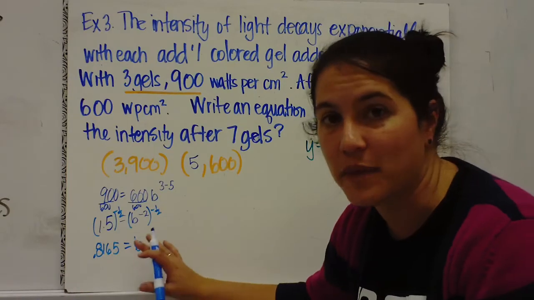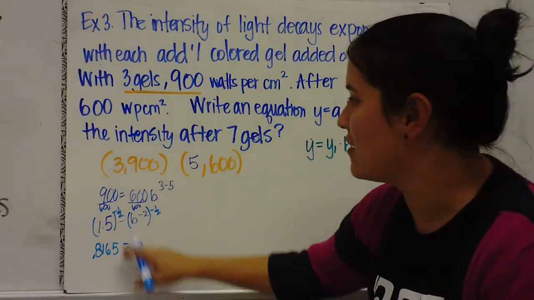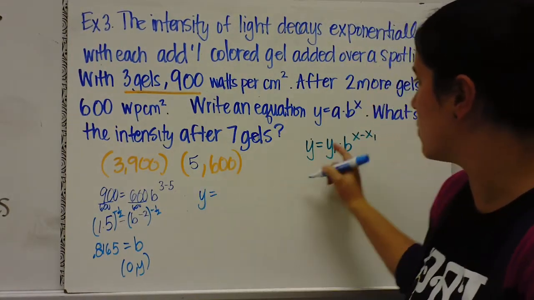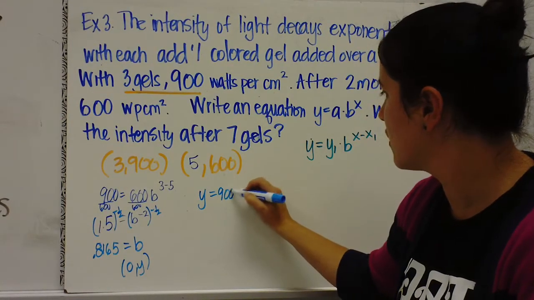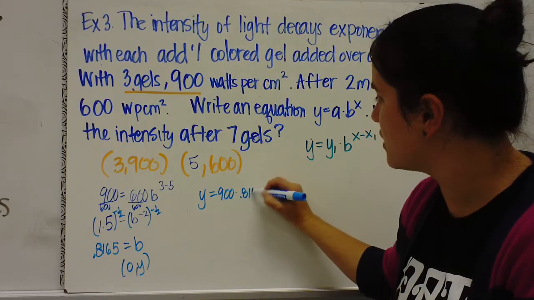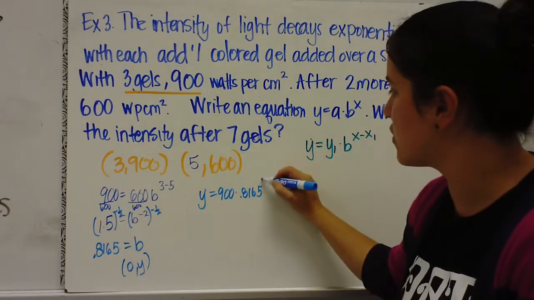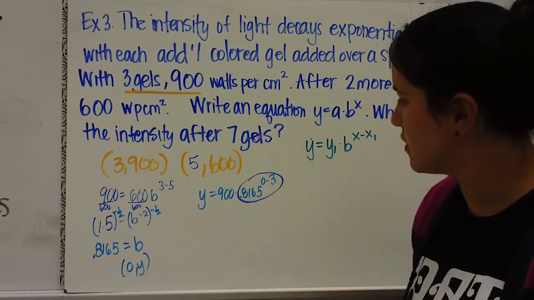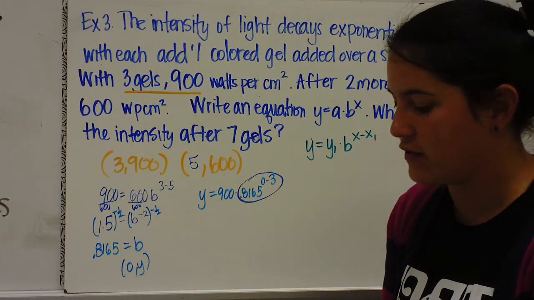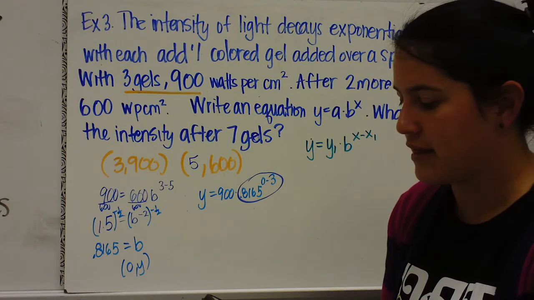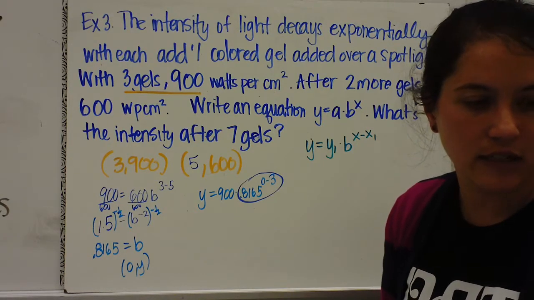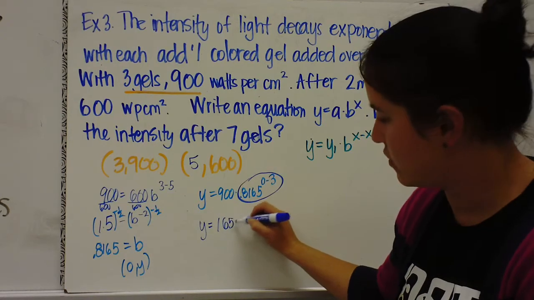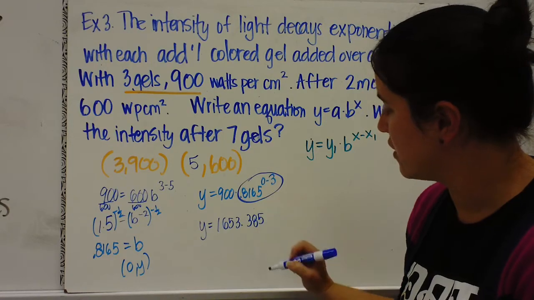We found B. Now that we have B, we have to find A. So I'm going to take B. I'm going to take a point, 3, 900, and 0, Y, to plug back in. So Y equals Y1, which would be 900, B, which is 0.8165, and then X, 0 minus 3. 0 minus 3 is the negative third power, so I'm going to do this first. 0.8165 to the negative third power. And then I'm going to multiply that by 900, and we get 1,653.385.